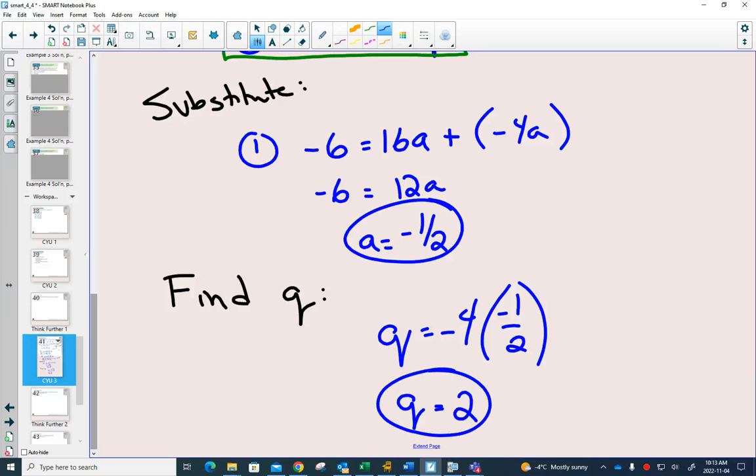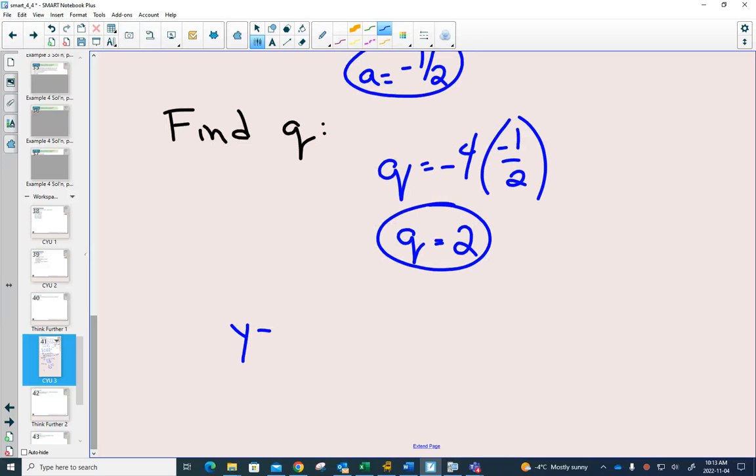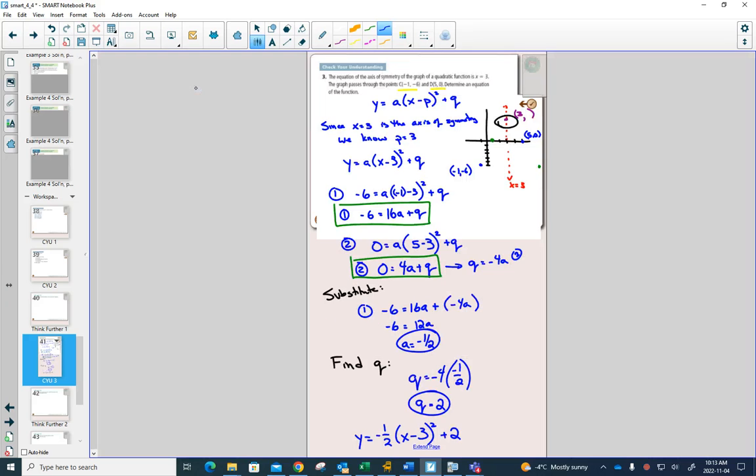We're not done, because the question said find the equation. In order to find the equation, we needed to find the a value, the p value, and the q value. We found all three, so now we can write the equation. y is equal to -1/2 (x - 3) squared + 2. And if we look at this whole question, oh, it's quite long.